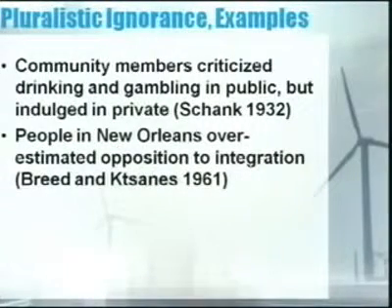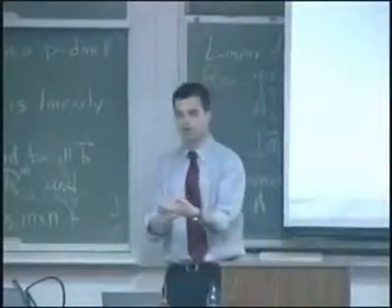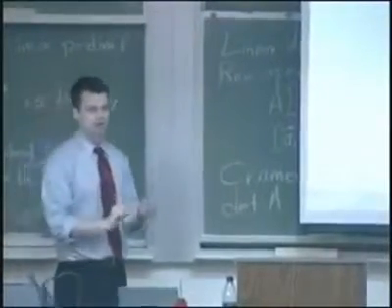Breed and Colaiuta in 1961 did a survey showing that people in New Orleans tended to overestimate opposition to integration, which is kind of confusing. They overestimated support for school segregation, racial school segregation. So people thought that everyone else was a big segregationist, but when they actually did private surveys, it turned out that support for segregation was much lower than people thought.